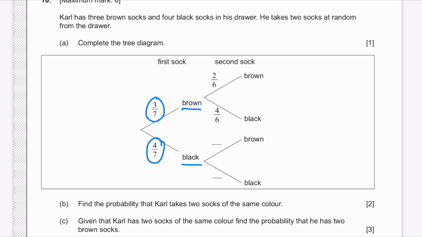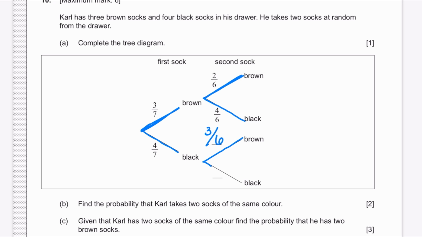So remember, these have to add up to 1. If he takes a brown sock the first time, that means he has 1 less brown and 1 less sock in total. That still leaves him with 4 out of 6 socks that are black. If he has 4 out of 7 socks that are black, then if one of them is black, the probability the second one is going to be brown is 3 out of 6, because he still has 3 brown socks out of 6 now in total.